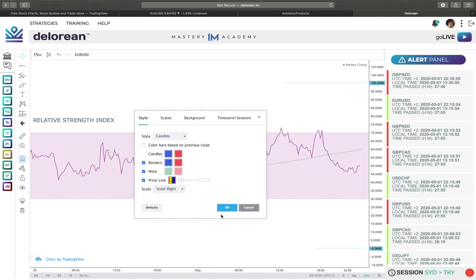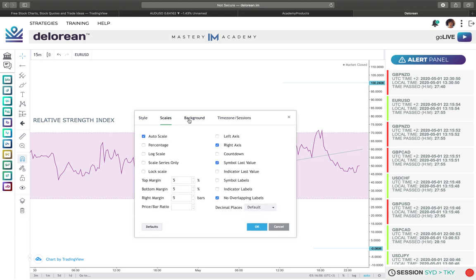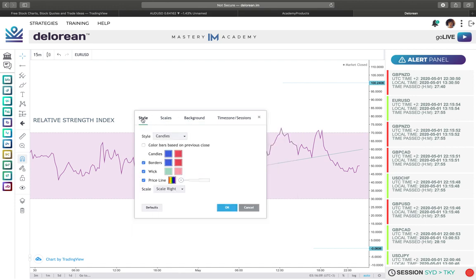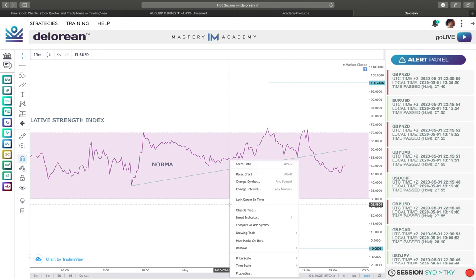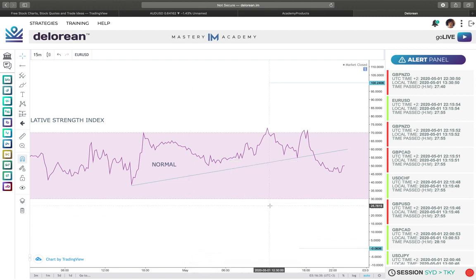Properties. And then, of course, in properties, you can change tons of things, such as the margins. You can change the background. You can change the time sessions, all that sort of stuff. But when we talk about these numbers, the 70 and the 30, we'll talk more about that in a little bit in terms of the settings in TradingView. And by the way, all I did to go there was right-click and go down to properties to make any sort of adjustment that I would like. But to begin, let's just talk about the general areas. This is the relative strength index.